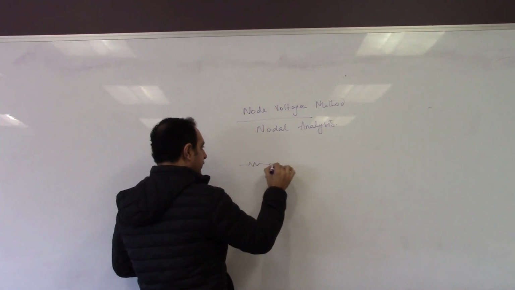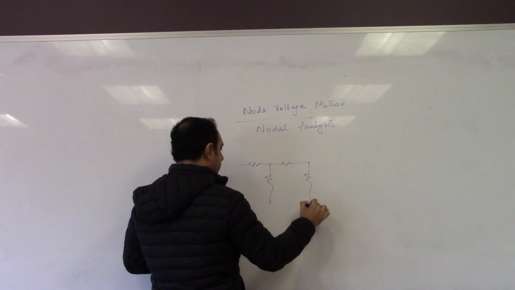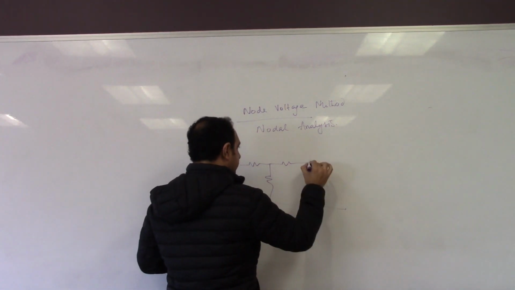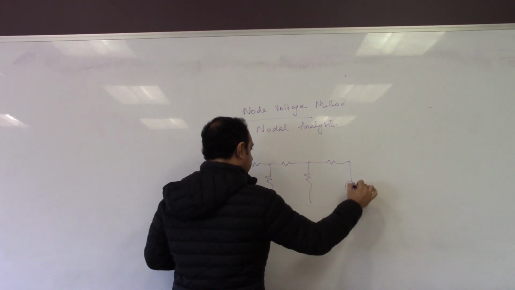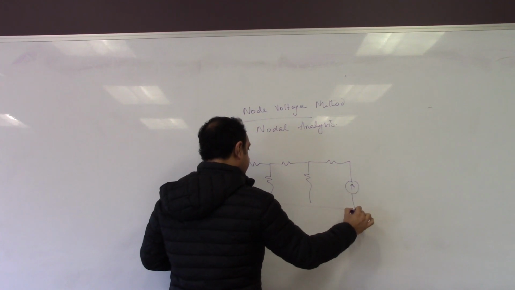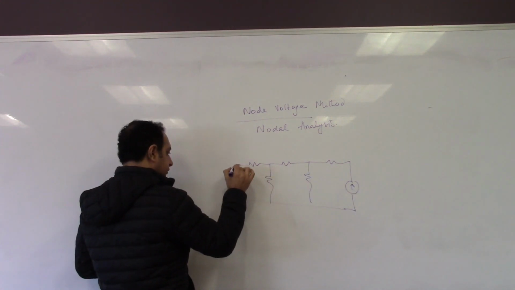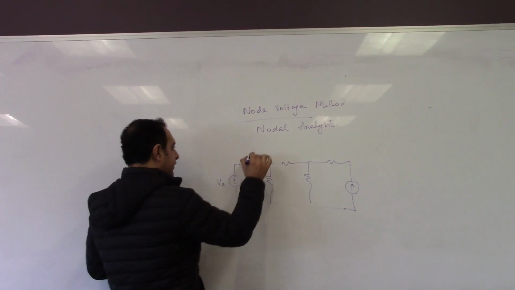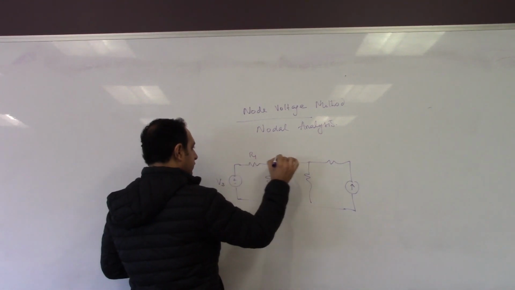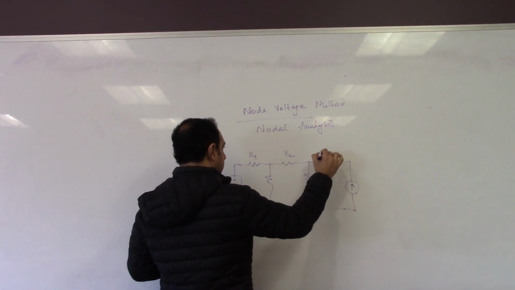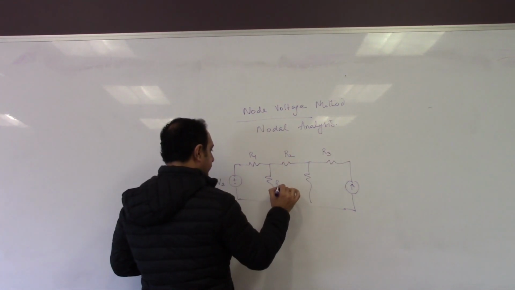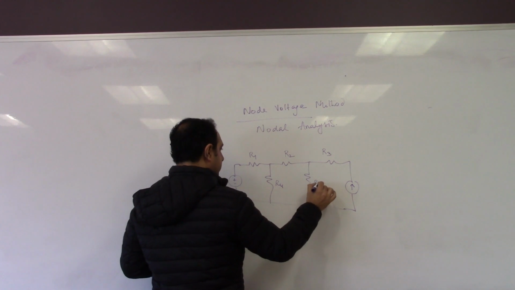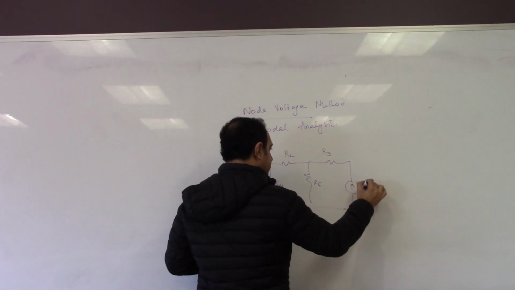So we know that KCL involves currents, and when we try to do that in a slightly different format, then we get this node voltage. Okay, so let's say this is Vs, R1, R2, R3, R4, and R5. Okay, let's call this an ideal source.